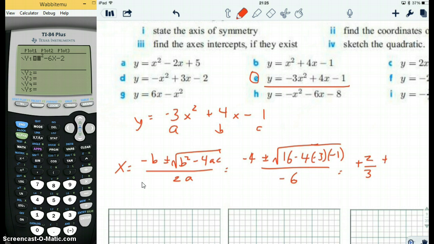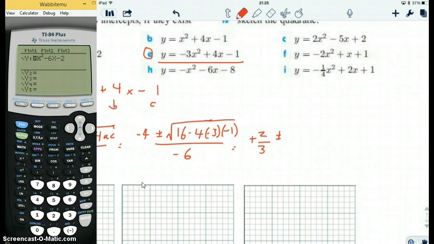plus or minus the square root of 16 minus 4 times negative 3 times negative 1, so that would be 3 times 4, so that would be 16 minus 12. Inside the square root, it's a 4 divided by negative 6. The square root of 4 is 2. So it's actually 2/3 plus or minus 1/3.